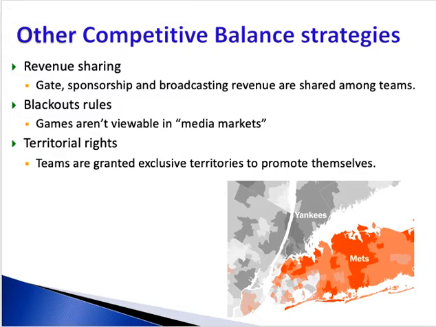Gate revenue, sponsorship revenue, and broadcasting revenue have been shared among the teams. Using the NFL's example, 60% of the gate revenues can be kept by the team. So 40% of the ticket revenues will be shared among the league, right? And the broadcasting revenue is shared completely equally among the teams. So each team will get $170 million a year.